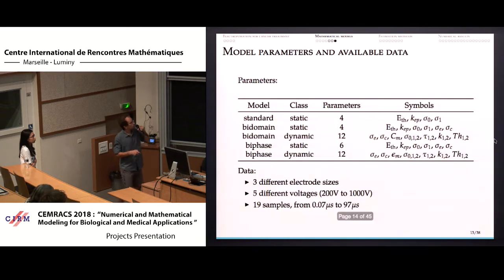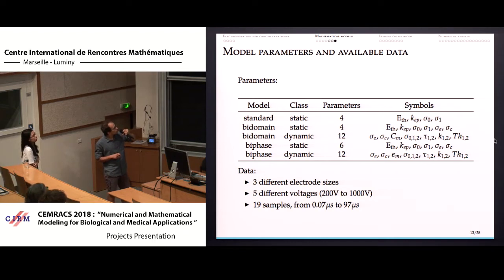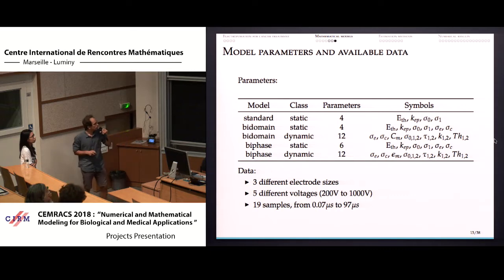Okay, so just to sum up, all the parameters we have in our model, it's a lot. So we don't want to estimate them by hand. The data we have, for now, is clinical data for 3 different electrode sizes. Voltage we can have basically a lot, but the data we have is 5, and then for the dynamical models we have around 20 samples in time. Okay, so this is it for the modeling part. Now we'll have to do something about these parameters and try to determine them from the data we have.